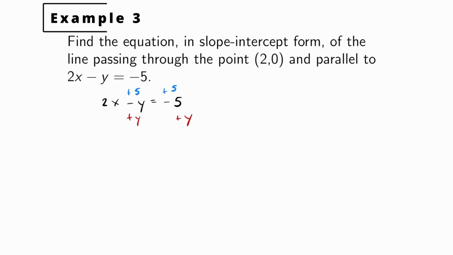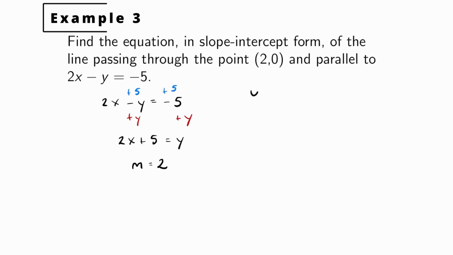And what I'm left with is 2x plus 5 equals y. So the slope of this line is the coefficient of x, which is 2. Okay? So now I have my slope. The slope of the line I'm looking for is 2, and it passes through the point (2, 0). So again, we'll put this into point-slope form.